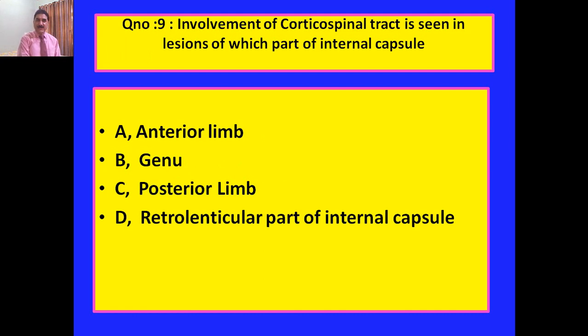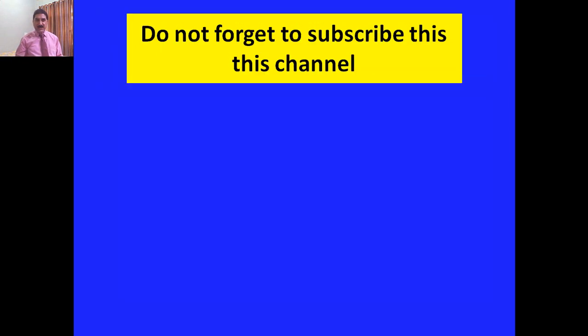Involvement of the corticospinal tract is seen in lesions of which part of the internal capsule? Very important question from clinical point of view. Anterior limb, genu, posterior limb, retrolenticular part of the internal capsule. The corticospinal tract is contained in the posterior limb of the internal capsule. So the posterior limb is the correct answer.